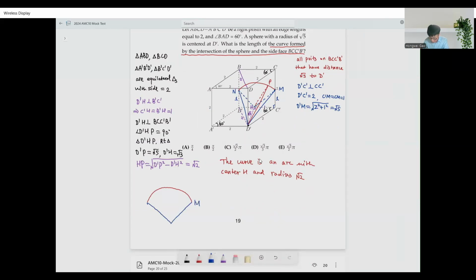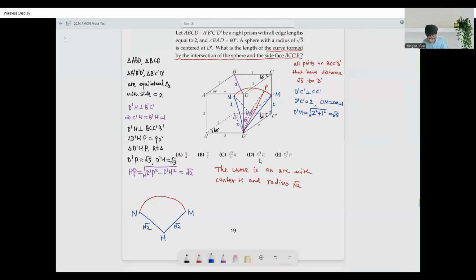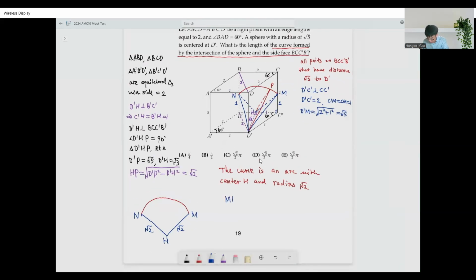Here we have M, here we have N, the center is H, the distance is root 2. Now, what we need to figure out is the central angle. Notice that MN, because M and N are both midpoints of these two vertical edges, is equal to the side length BC, which is 2. So MN equals 2. And we know HN equals this radius, root 2.